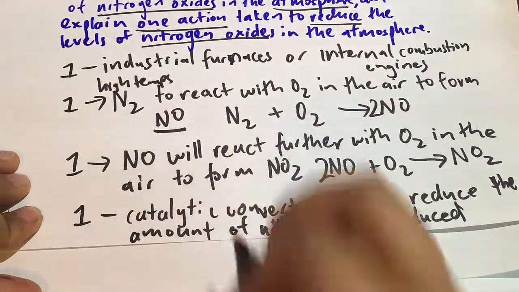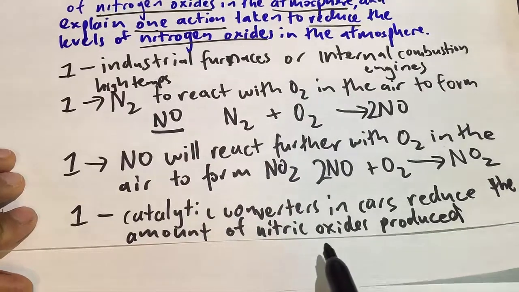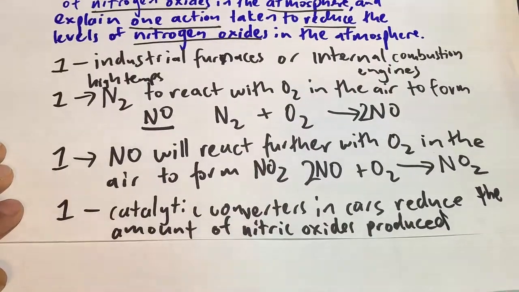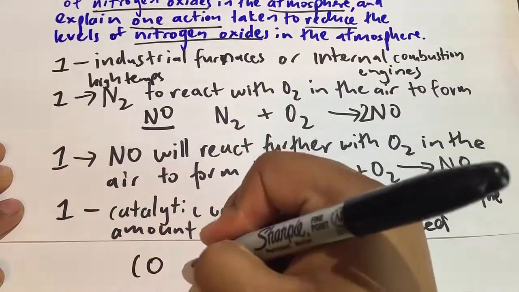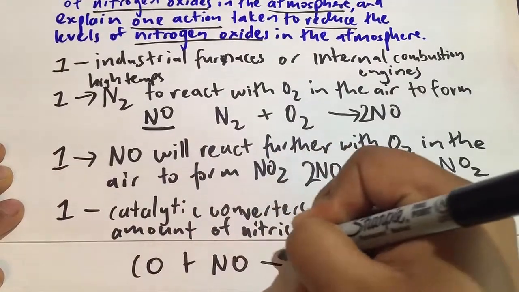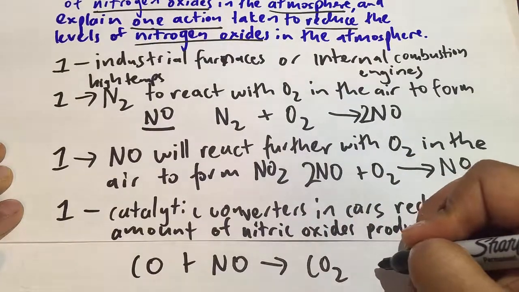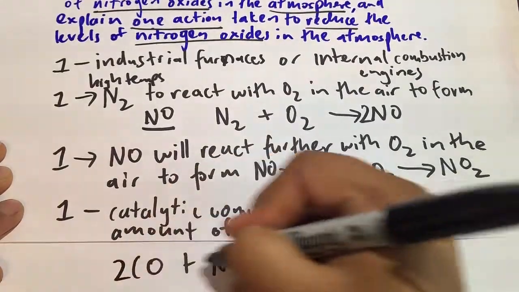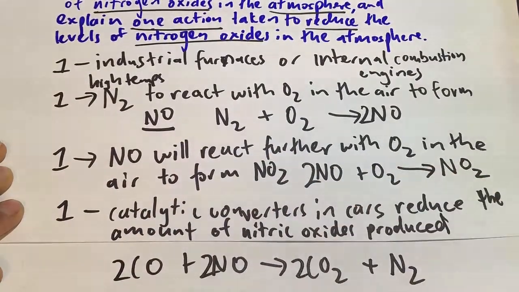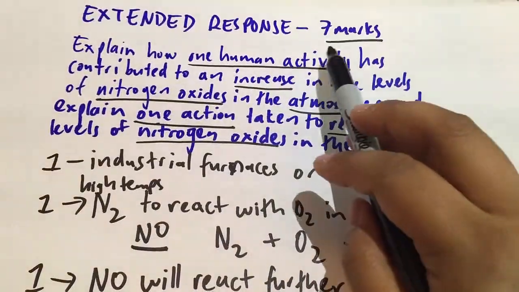with that. Now, in order for those catalytic converters to work, they're not just converting the nitric oxides, they actually convert carbon monoxide as well. So it converts carbon monoxide and the nitric oxides into CO2, which is a less harmful gas than carbon monoxide, and our nitrogen, and then balancing it out. So I would say that's another mark for that. So we've got 5 marks there and 2 marks for our communication.